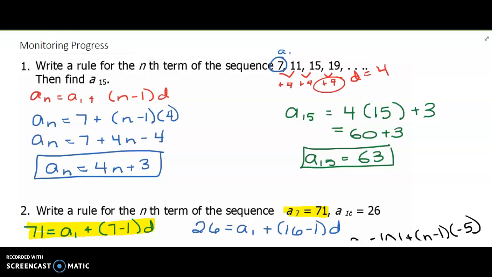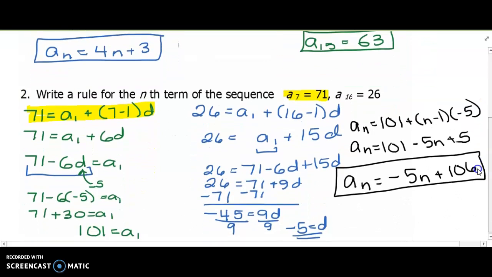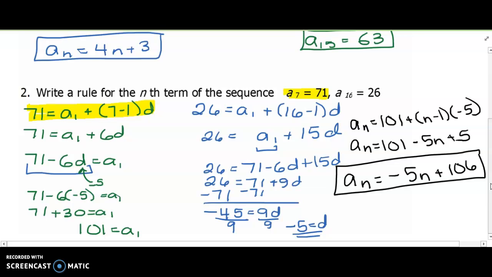All right, so if you worked through this, this is what you should have gotten on monitoring progress number 1. And then if I scroll down to monitoring progress number 2, this is the work you should have gotten here.